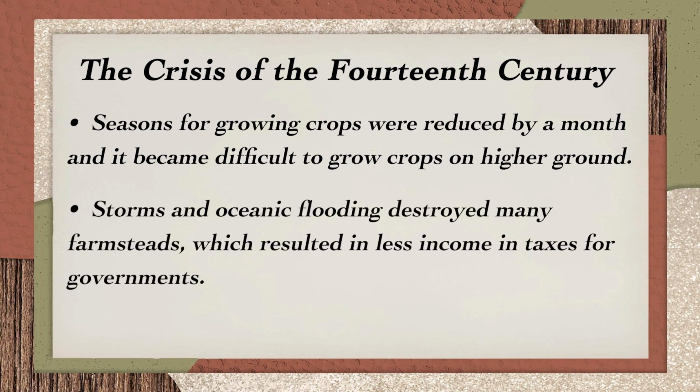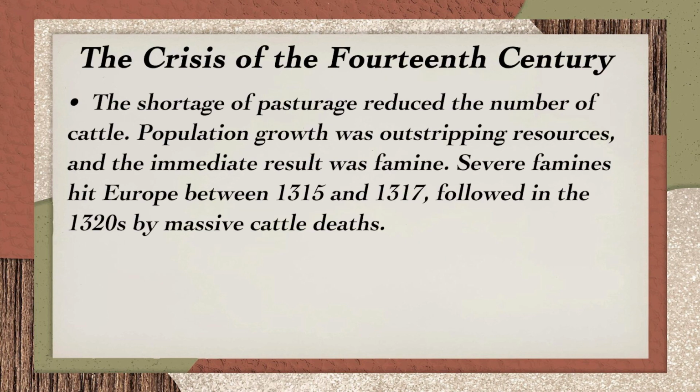Second, storms and oceanic flooding destroyed many farmsteads, which resulted in less income in taxes for governments. Third, the shortage of pasturage reduced the number of cattle. Population growth was outstripping resources and the immediate result was famine.